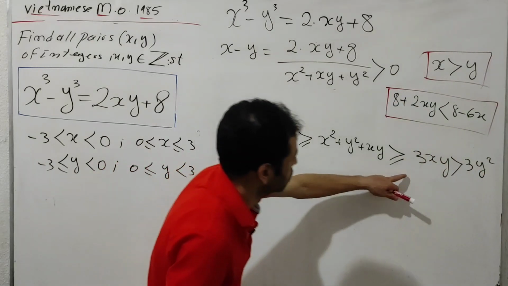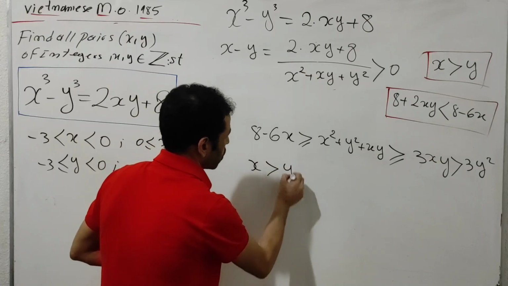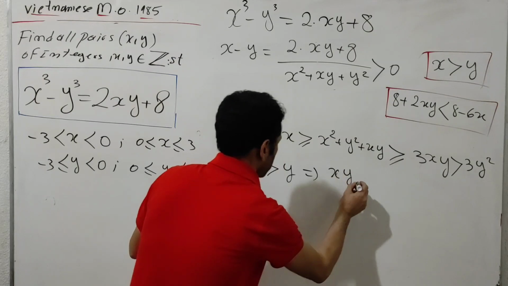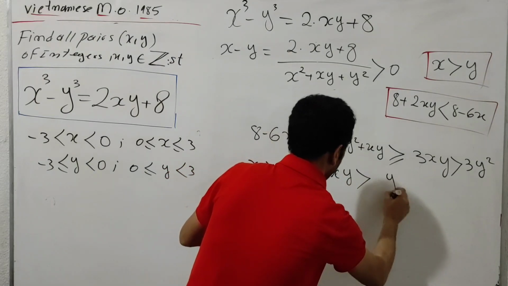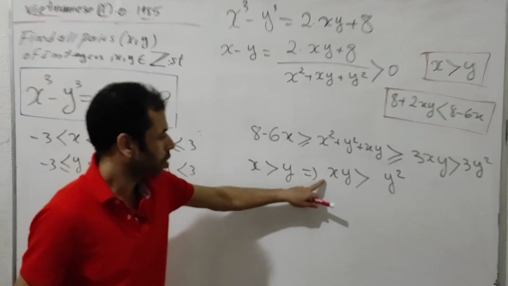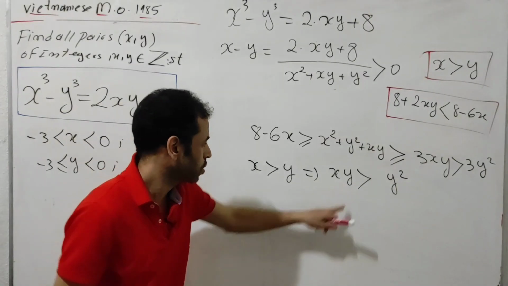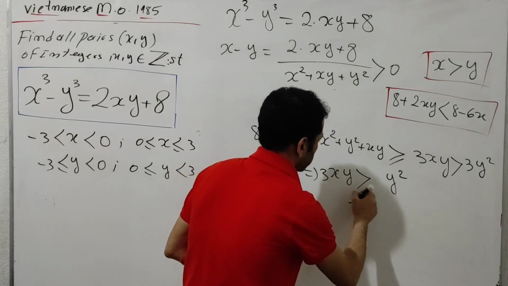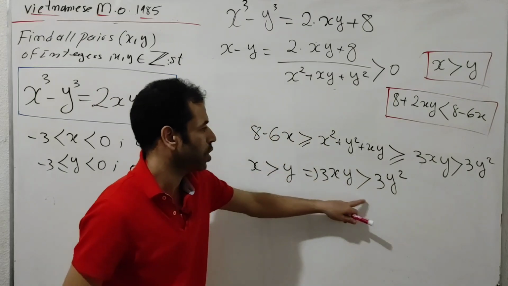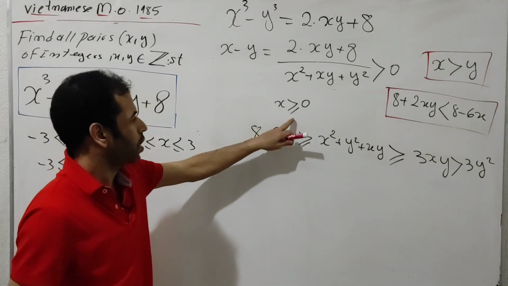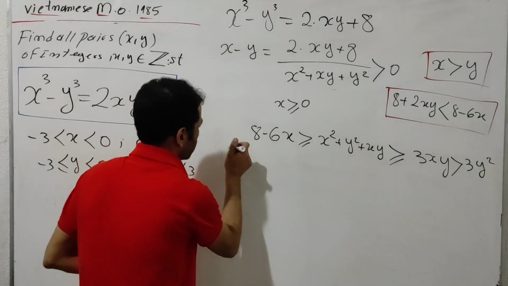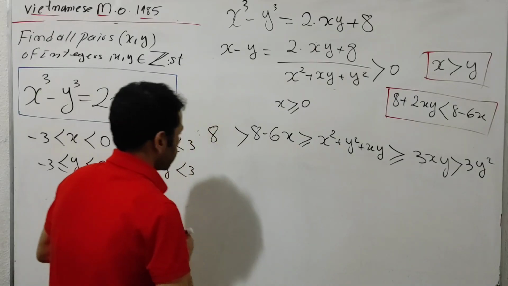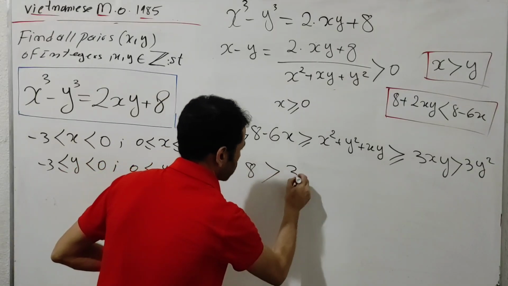Because x is strictly superior than y, by multiplying both sides by y, I will get xy is strictly superior than y squared. Then by multiplying by 3 on both sides, I will get 3xy is strictly superior than 3y squared. Since we have x superior equal to 0, that means 8 is superior equal to 8 minus 6x. Now I have 8 is strictly superior than 3y squared.